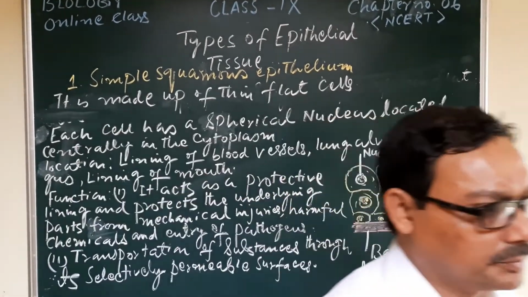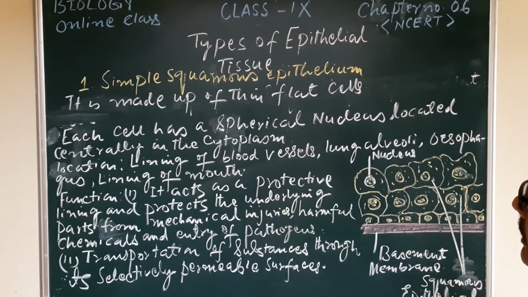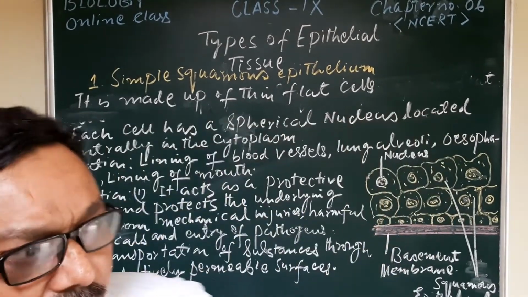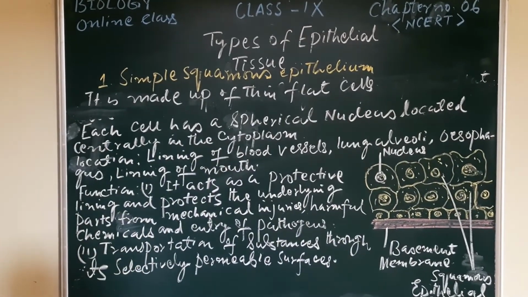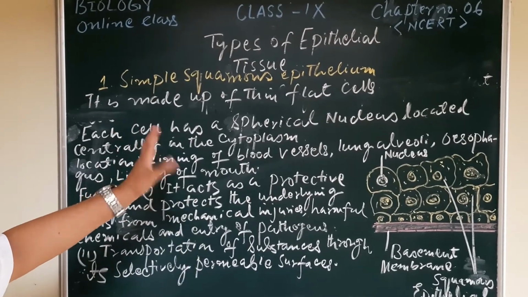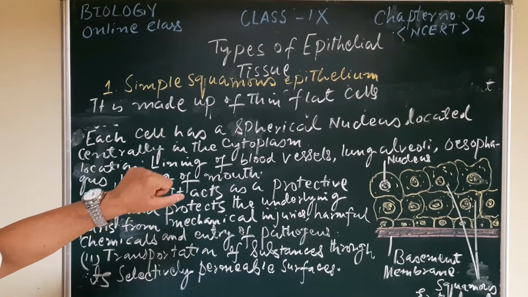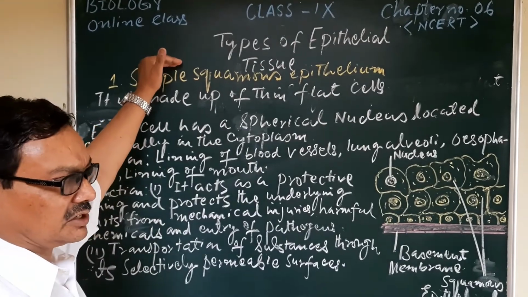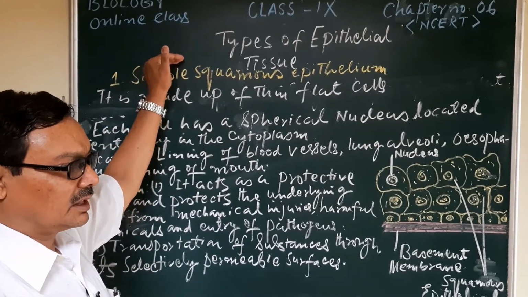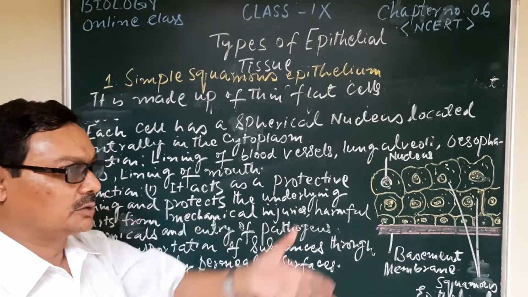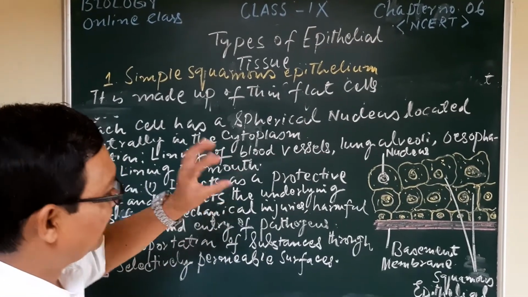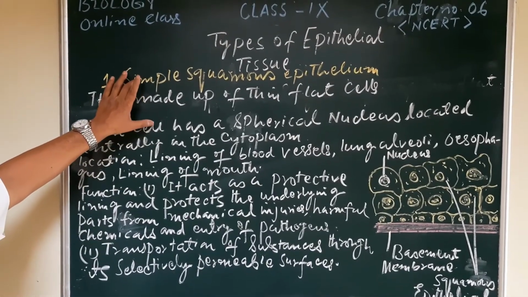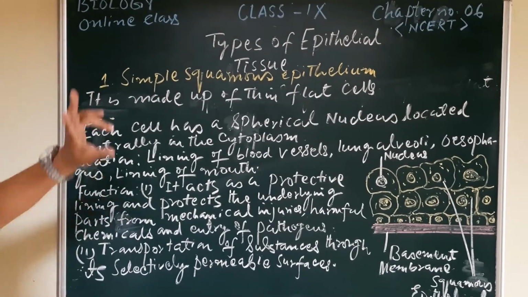Good morning, students. Today we will learn about the different types of epithelial tissue, or the different types of epithelium. In the last class we discussed the characteristic features of the epithelium and how its classification takes place. I would like to revise that its classification is important because it is based on two different criteria.